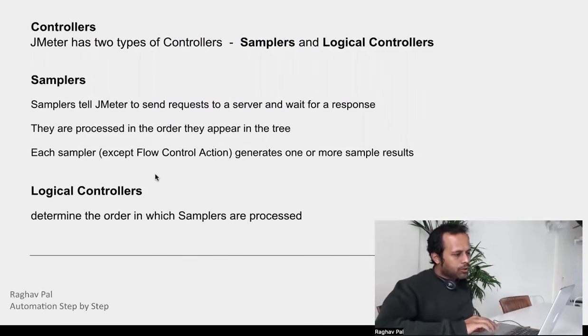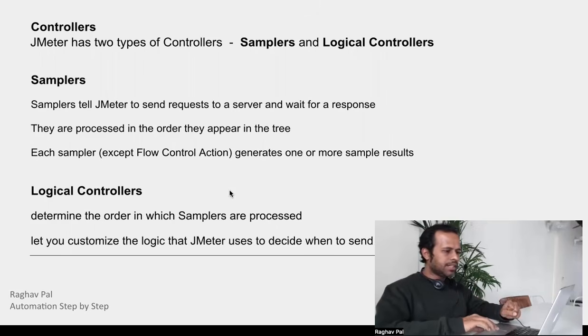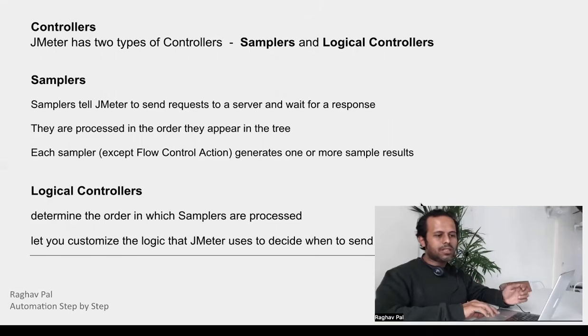Now, coming to logical controllers, these are the elements that determine the order in which the samplers are processed. And here, this will let you customize the logic that JMeter uses to decide when to send the request. So basically, it will control the order or the logic.